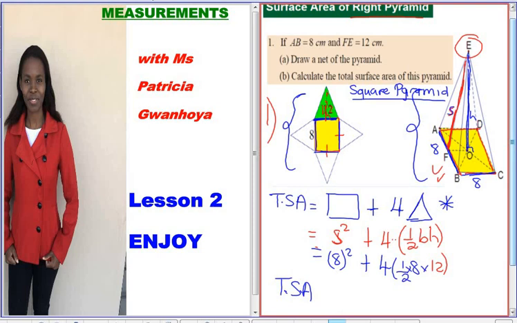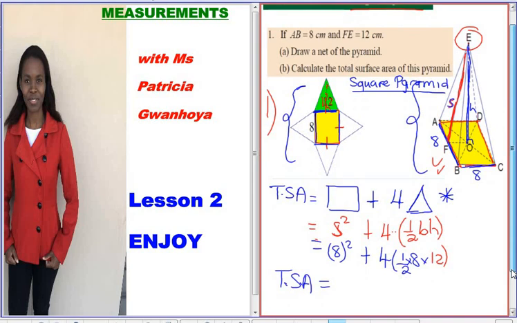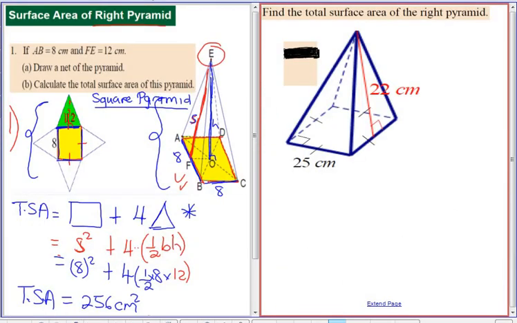So please, people, now that you're done with your calculator work, you can tell me what total surface area you're getting there. If you're like me, you're getting 256. And since we are using centimeters here, if it's area, you still say square centimeters, like that. All right, perfect. Let's move on and let's see what else we have.